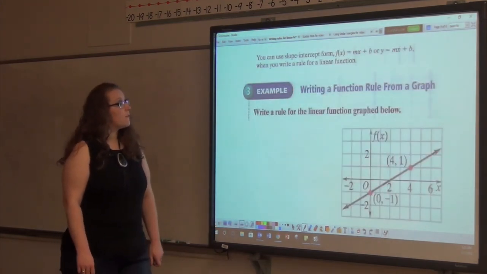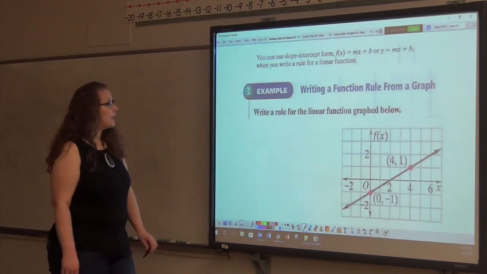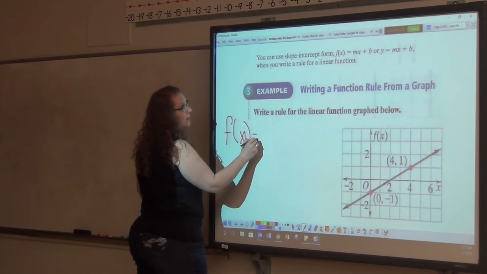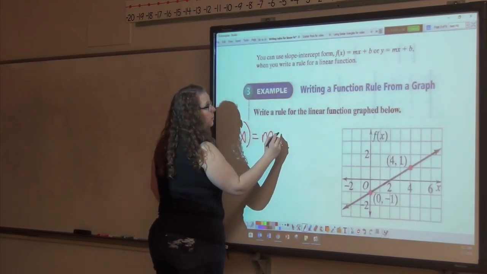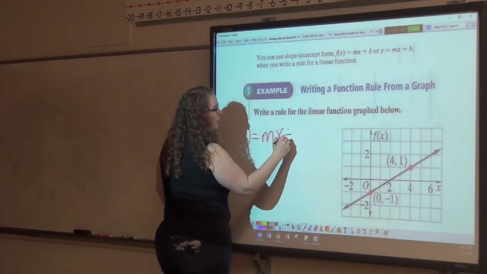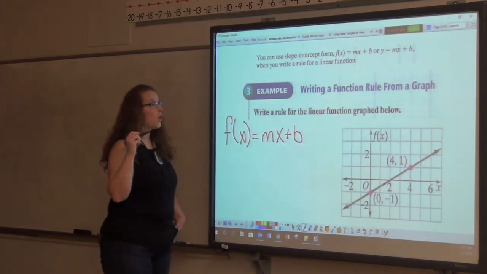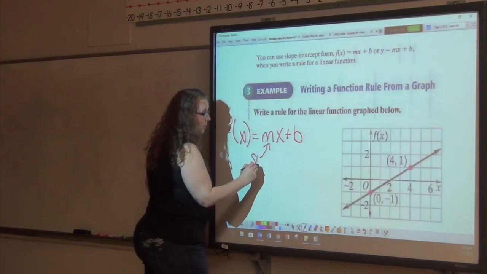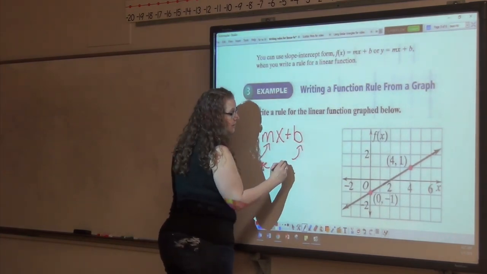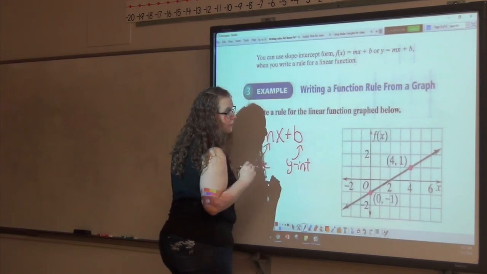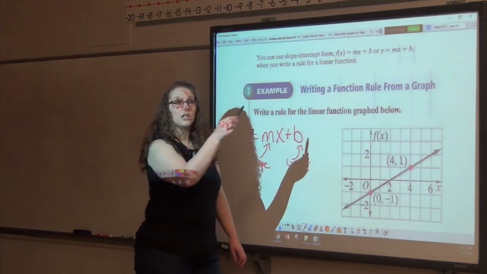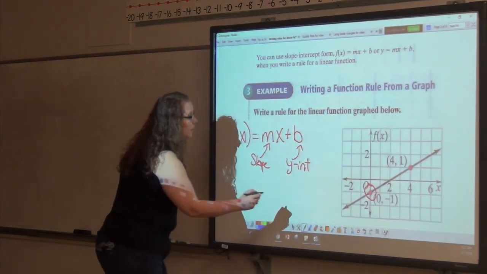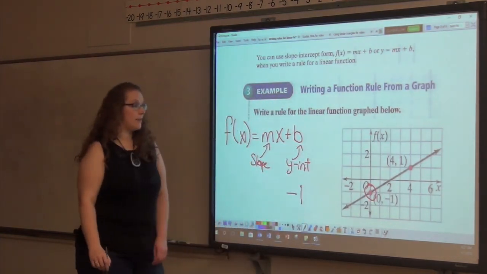All right, writing a function rule from a line. So we are going to put it in slope-intercept form. F of x equals slope times x plus our y-intercept, right? Mx plus b. This is our slope, if you remember from linear. This is our y-intercept, if you remember from linear. So our y-intercept is where our line crosses our y-axis. So our y-intercept is right here at negative 1. So we've got subtract 1 right there.